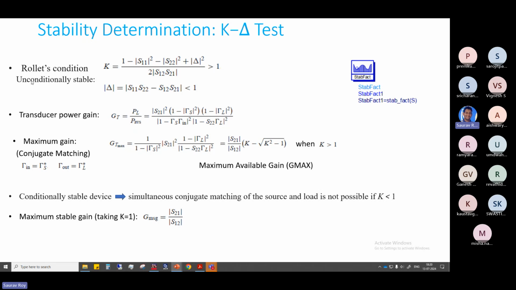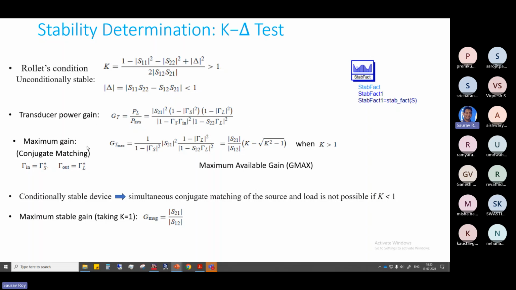So as I told you, unconditionally stable mostly does not happen. For that you have to satisfy k greater than 1. But what we generally get is conditionally stable. For that k will be less than 1. This k parameter will be less than 1.